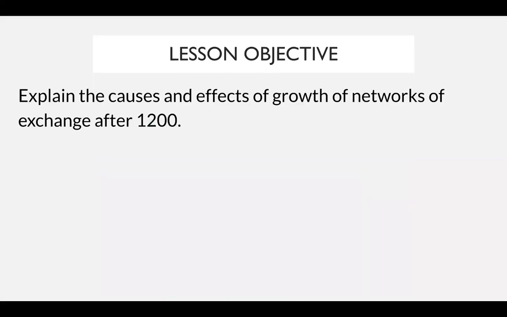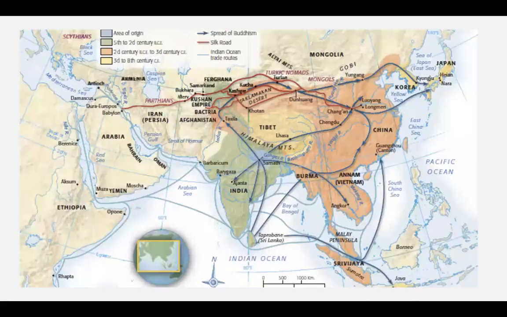So your lesson objective today, this is what you should be paying attention to, is the causes and effects of the growth of networks of exchange. Read that as the Silk Road after 1200. So what is causing the Silk Road to develop, and what are some effects of the Silk Road, essentially?